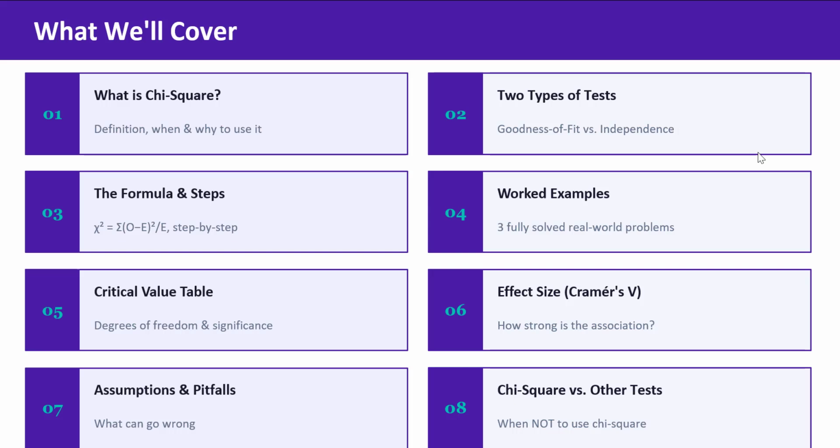First of all, what is a chi-square? We'll define the chi-square test. Basically, we compare the observed frequencies with the expected frequencies and see the difference between the two. There are two types of tests, the goodness of fit test and the independence test. The formula we are using is the chi-square test statistic: chi-square equals the sum of observed frequency minus expected frequency, squared, over expected frequency.